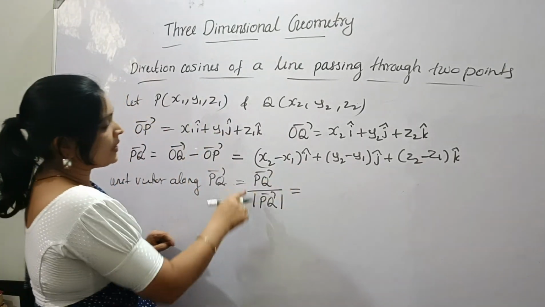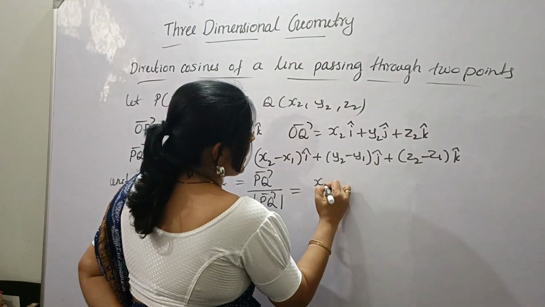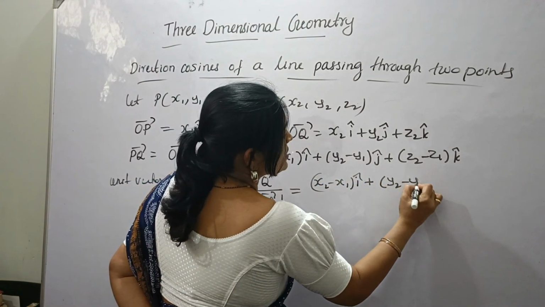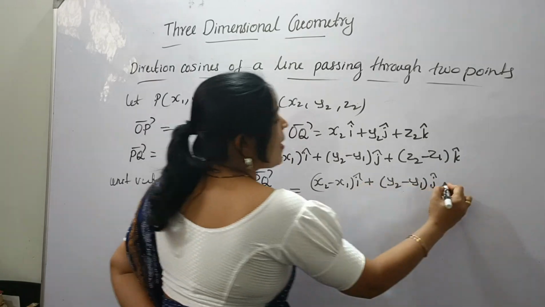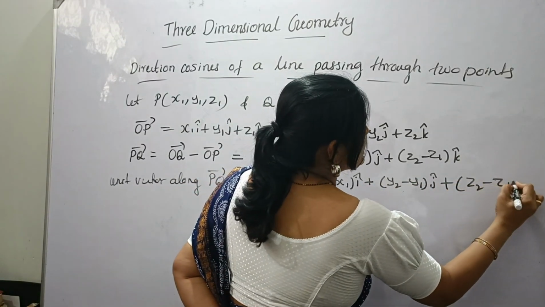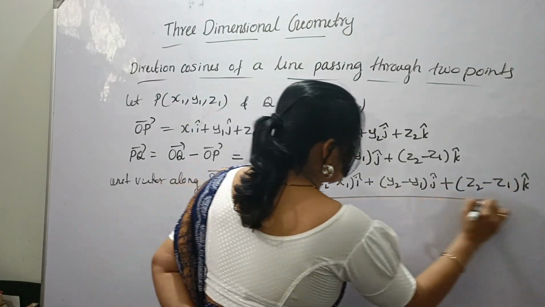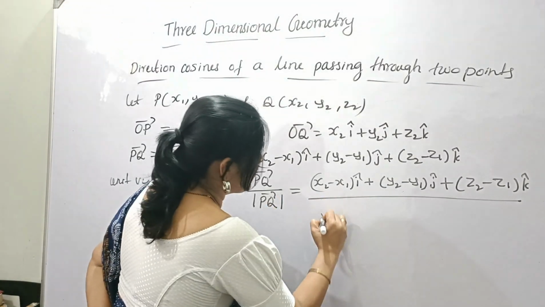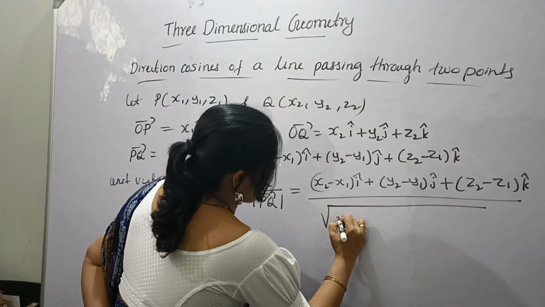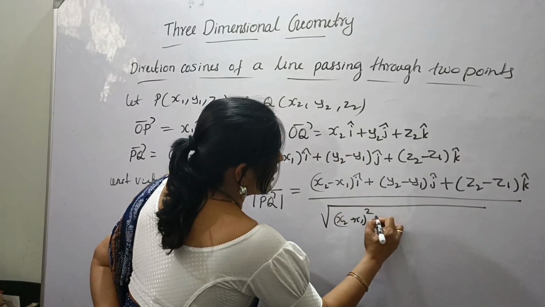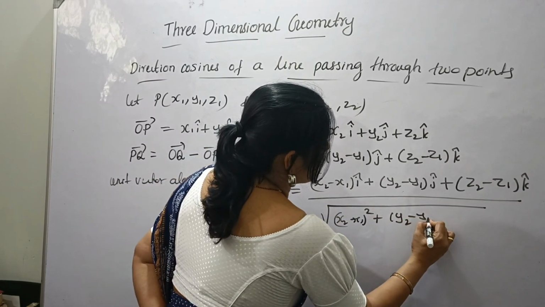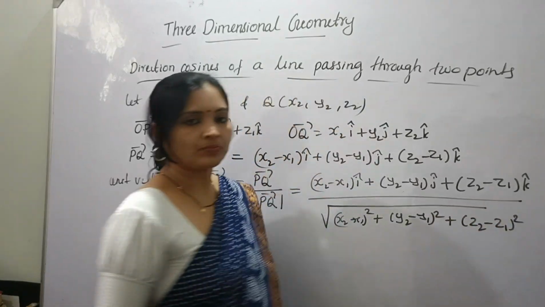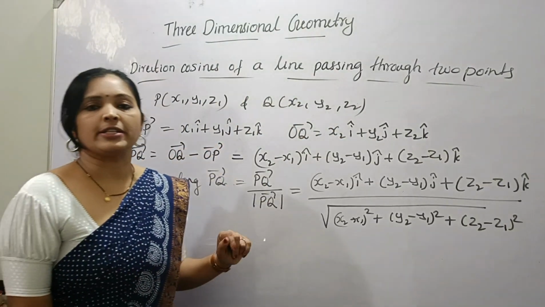That is equal to (x2 minus x1) i plus (y2 minus y1) j plus (z2 minus z1) k, divided by the modulus of vector PQ, that is the square root of (x2 minus x1) whole square plus (y2 minus y1) whole square plus (z2 minus z1) whole square. This is the unit vector.